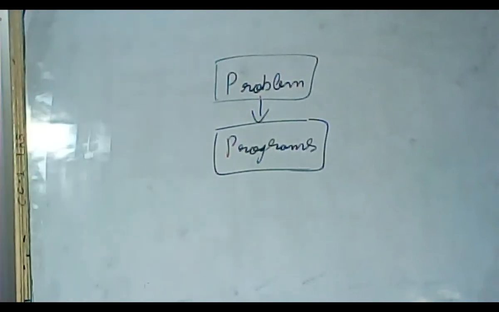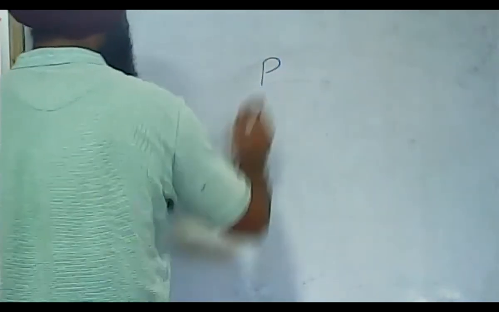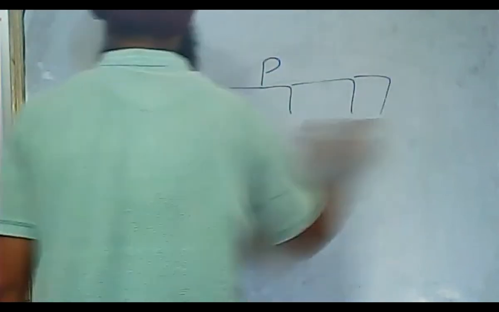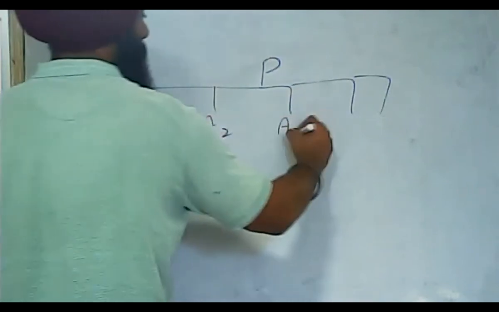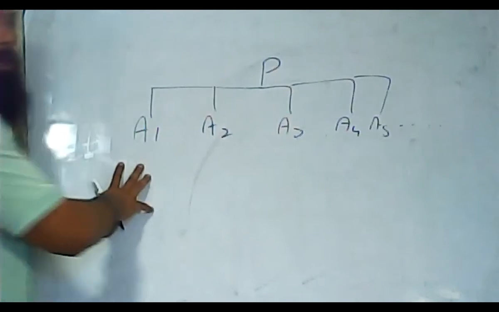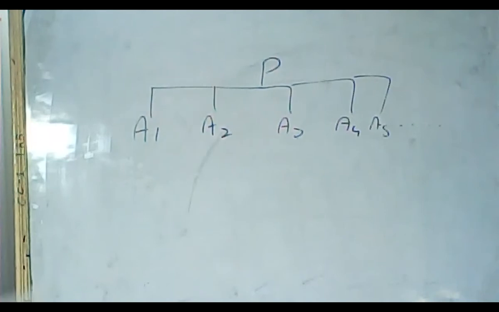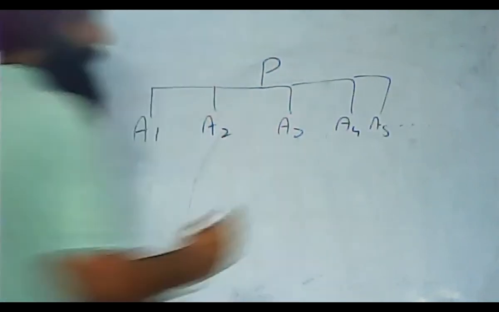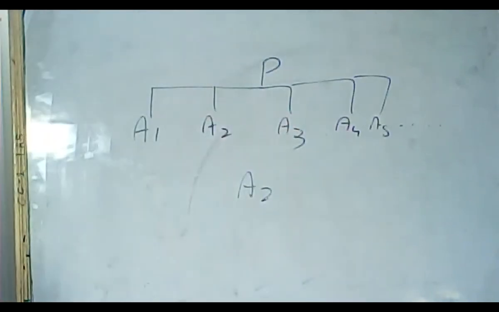For any problem, let's say searching for an element or sorting an array, there could be multiple solutions. Let's say solution one, I will call it A1, A2, A3, A4, A5, and so on. These solutions are first translated into algorithms. Out of these algorithms, we need to find the best and most efficient algorithm for this problem. Let's say it's A2 or any of these algorithms.